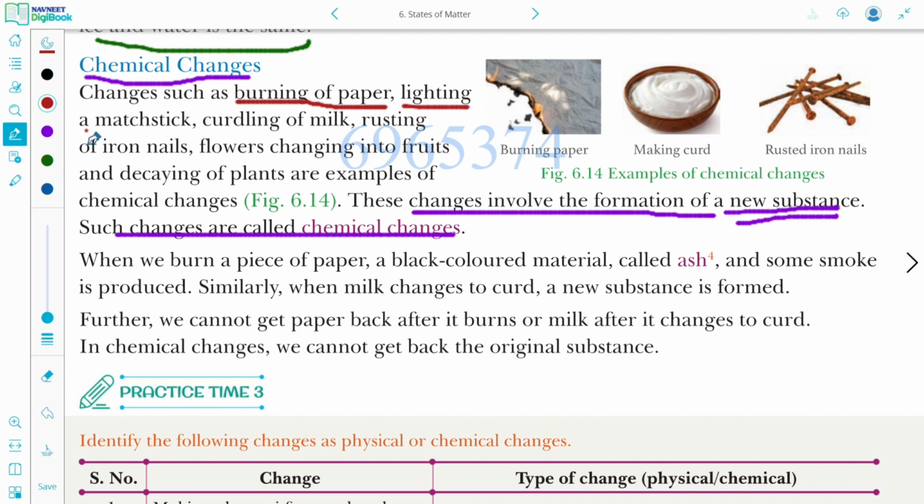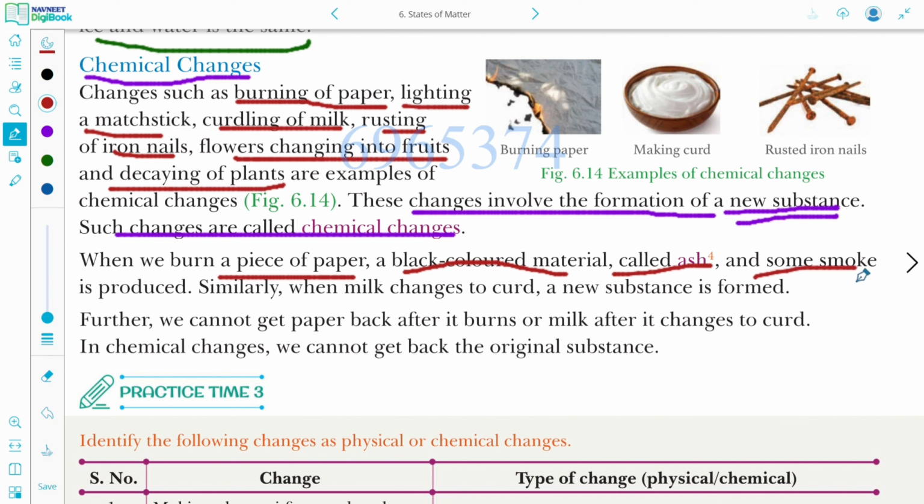Lighting of a matchstick. Curdling of milk. Rusting of iron nail. Flowers changing into fruit and decaying of plants are examples of chemical changes. See, when we burn a piece of paper, a black colored material called ash and some smoke is produced.